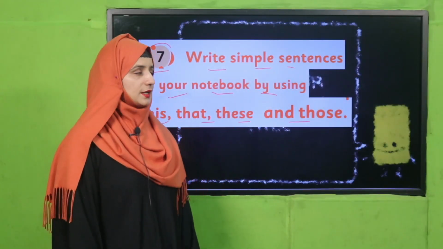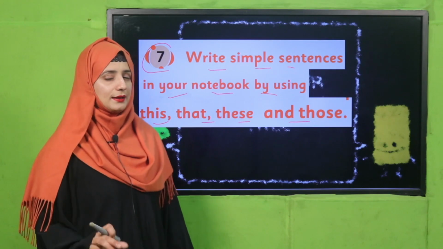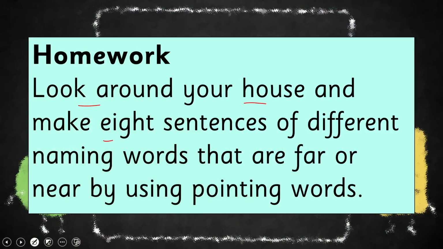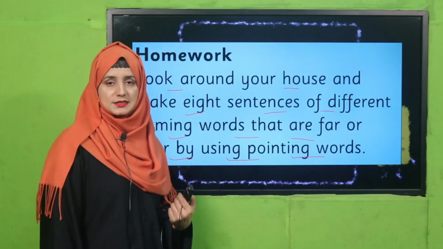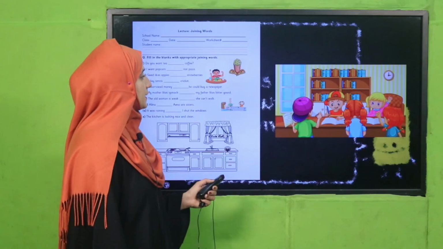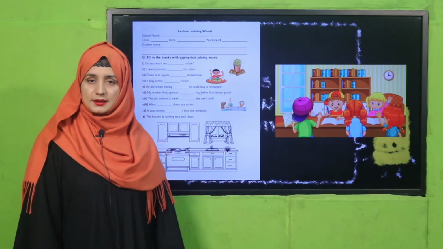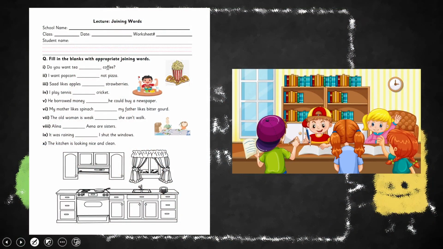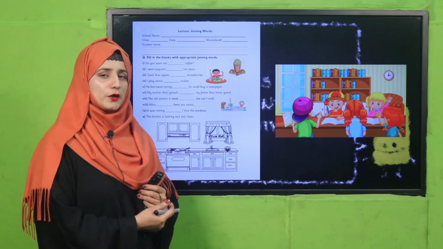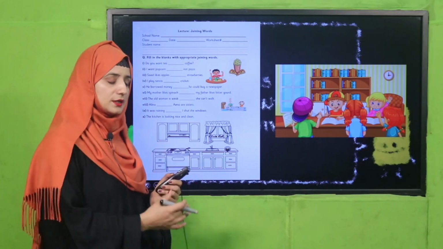Good, my dear students. I hope you have done it in a nice and excellent way. Good job. So what's your homework? You will look around your house and make 8 sentences of different naming words that are far or nearby using pointing words. You have to write different sentences according to the naming words by using pointing words. So my dear teacher, this is the worksheet. This worksheet link is given below. You should get it and provide it to your students in printed form so that we can see how they can use different pointing words to point out naming words.